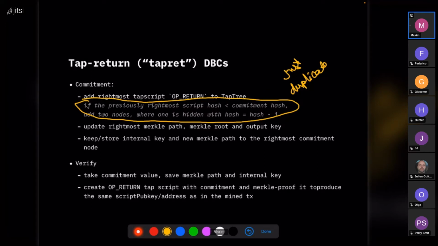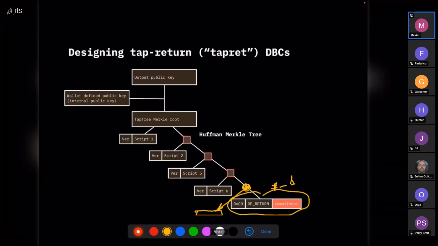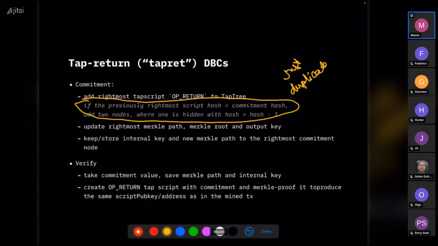Then we update the rightmost Merkle path, Merkle root, and output key. So we need to update everything up to this level, which is quite a simple procedure. And after that, we keep and store the internal key and the new Merkle path to the rightmost commitment node as part of the proof on the client side.